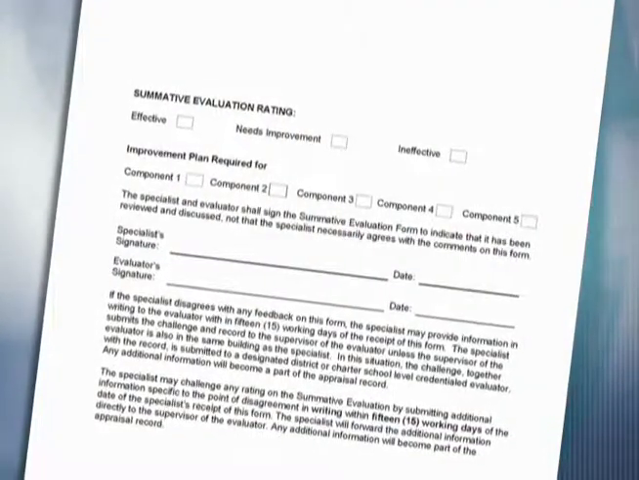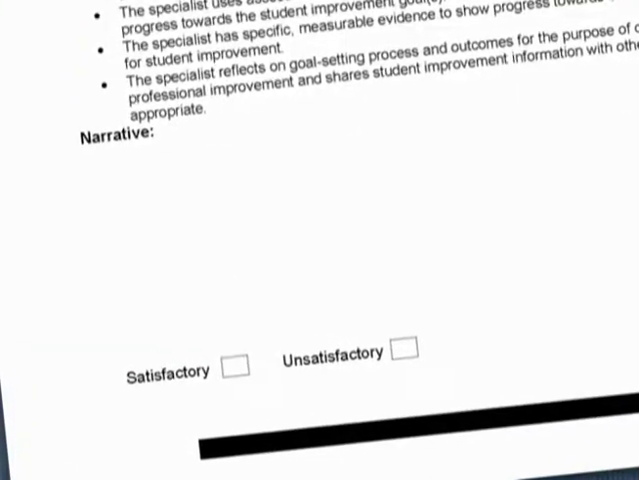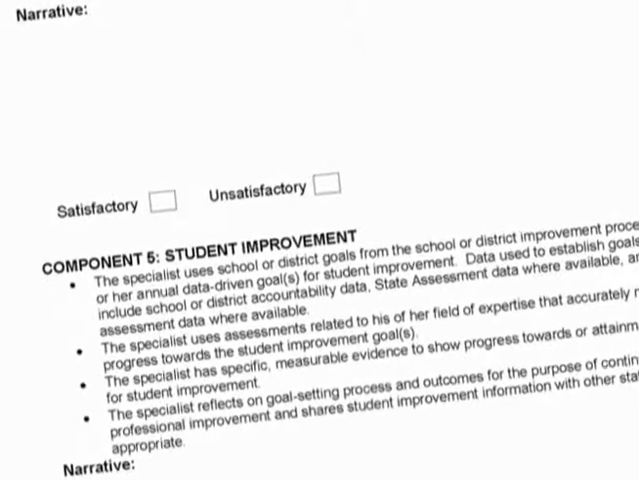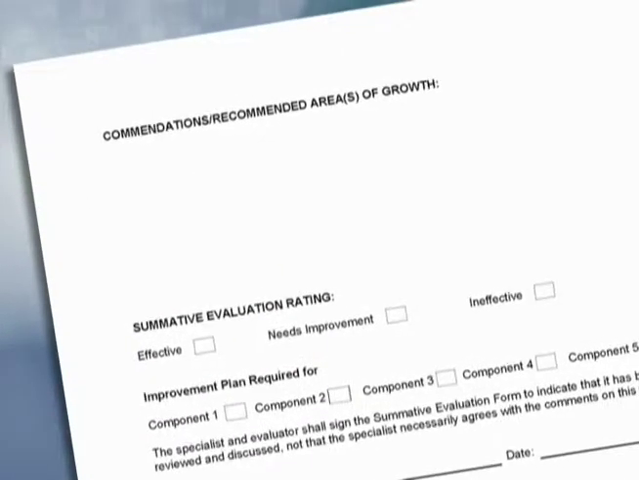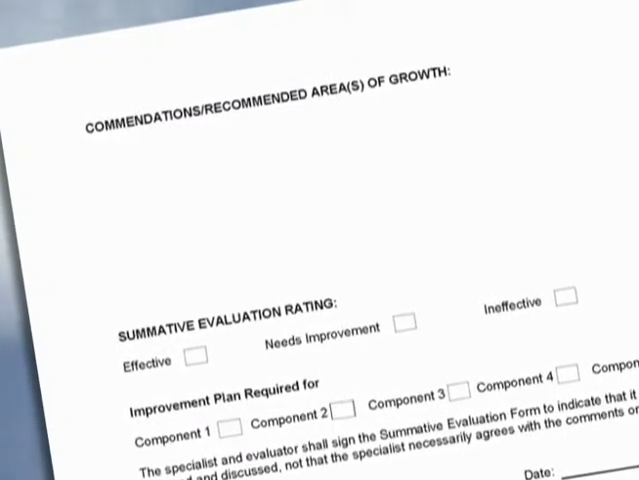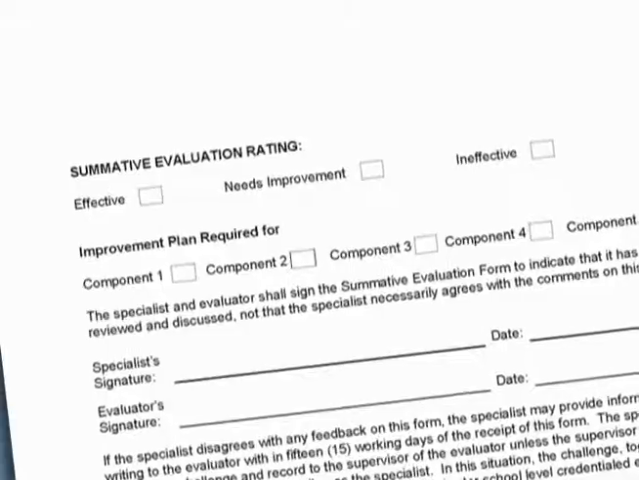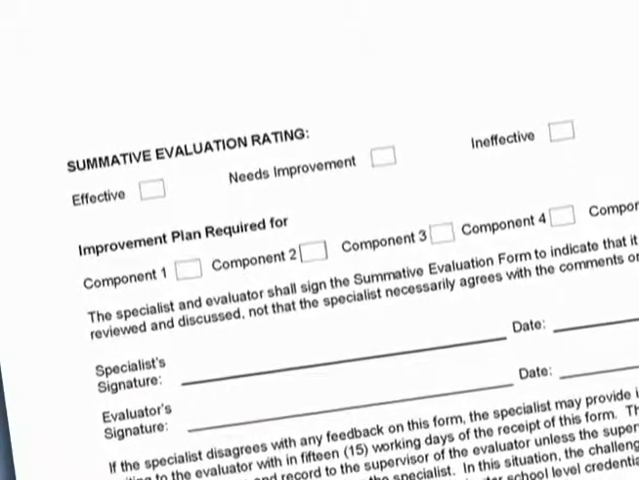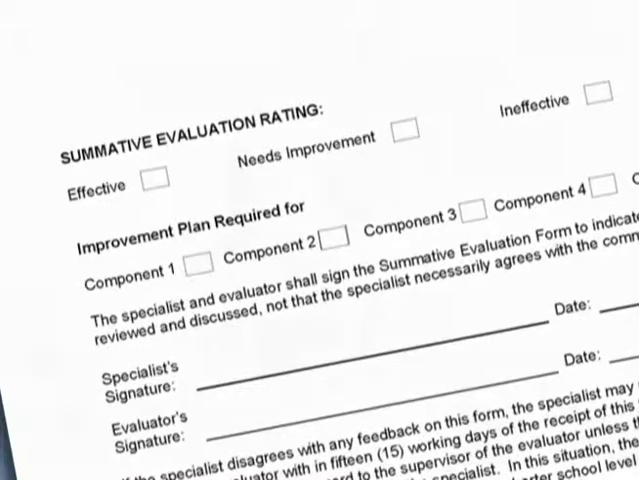The evaluation rating considers all 5 components in DPAS II. There is also space for a narrative basis for the rating. The evaluator also rates each component as satisfactory or unsatisfactory. On the last page, there is a space for commendations and/or recommended areas of growth. The overall evaluation rating considers all 5 components in DPAS II. The final summative evaluation is marked either effective, needs improvement, or ineffective. An explanation of the rating process and improvement plans are discussed in the next section of this video.